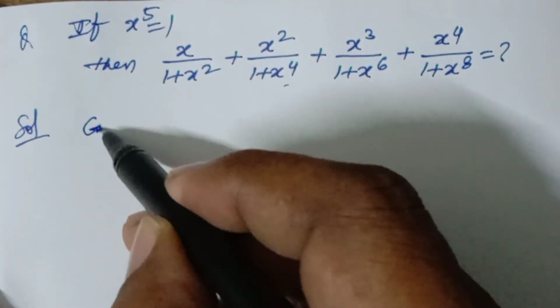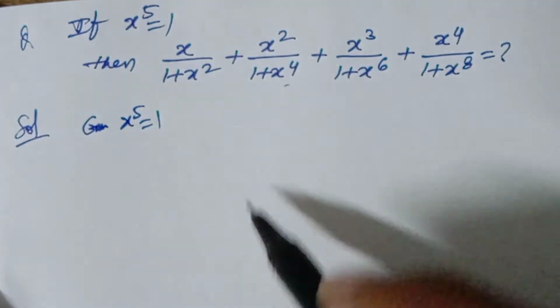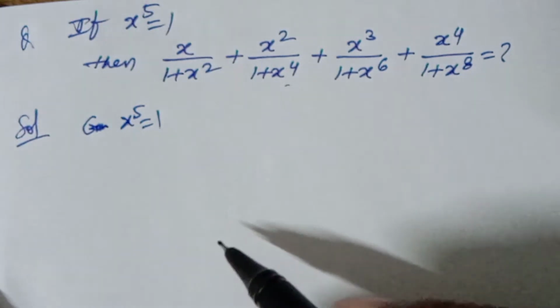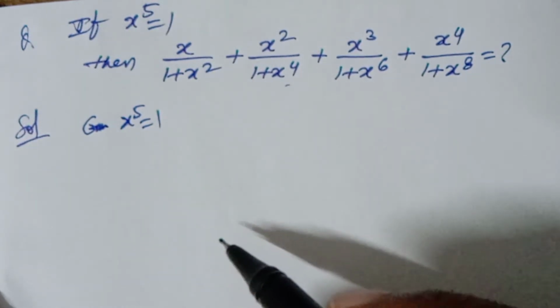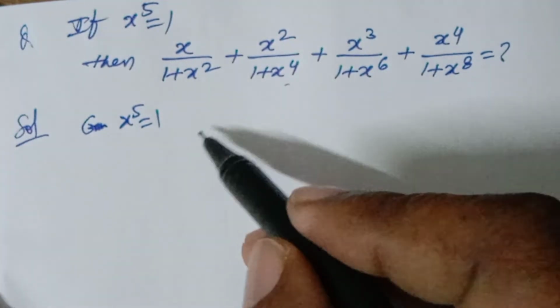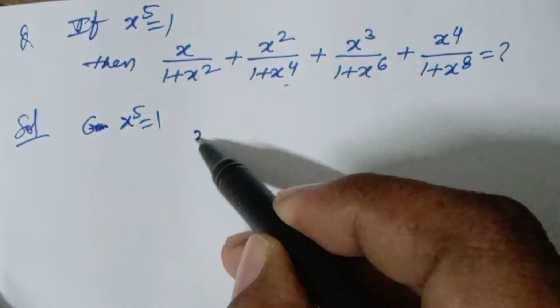So what you have to find the value of here, x power 5 is equal to 1 is given. So pause the video for 10 seconds and think about the problem. Can you get this answer in the simplest way? Otherwise you can continue the video.